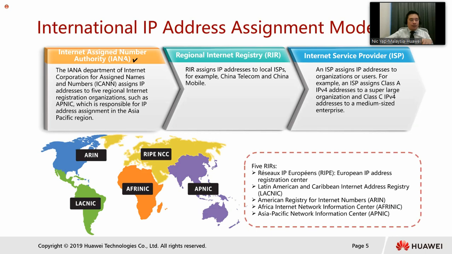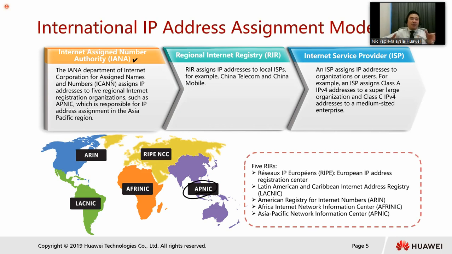We call it IANA. IANA assigns the addresses to five different regions: ARIN, RIPE, LACNIC, AFRINIC and APNIC. That is, North America, Europe, Latin America, Africa, and Asia Pacific. They assign the IP addresses to these five Regional Internet Registries. In our region, we belong to APNIC. This is where we get the addresses from.